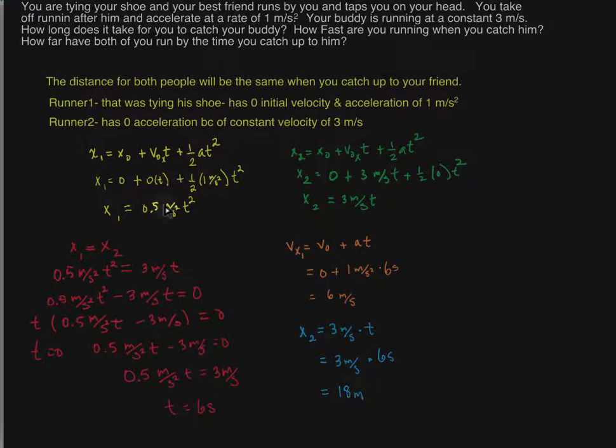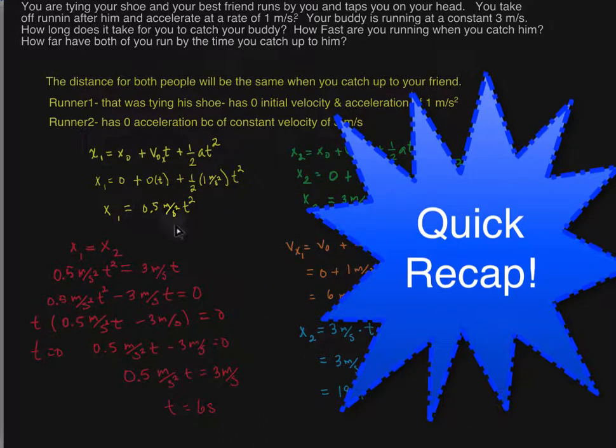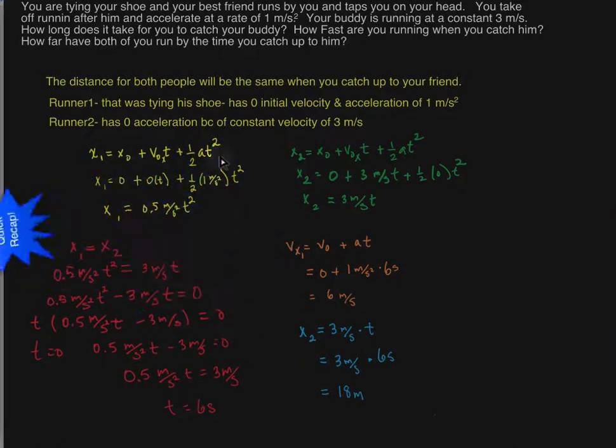When dealing with these linear kinematics problems, ask yourself what's given, what do we know, and then try to determine which one of these equations of constant acceleration you're going to use. Set the two distances equal to each other. Solve for the time. Use that time to find the velocity and the distance.